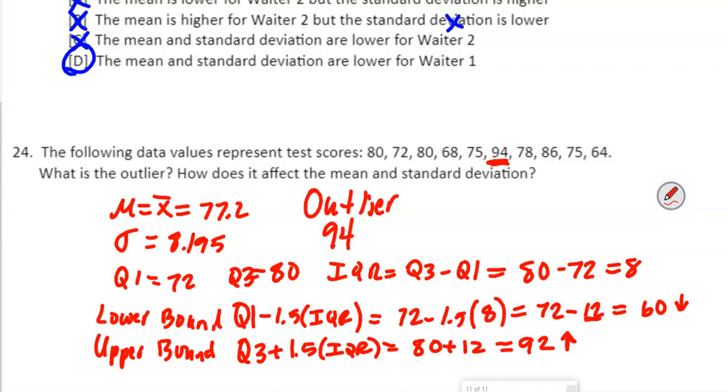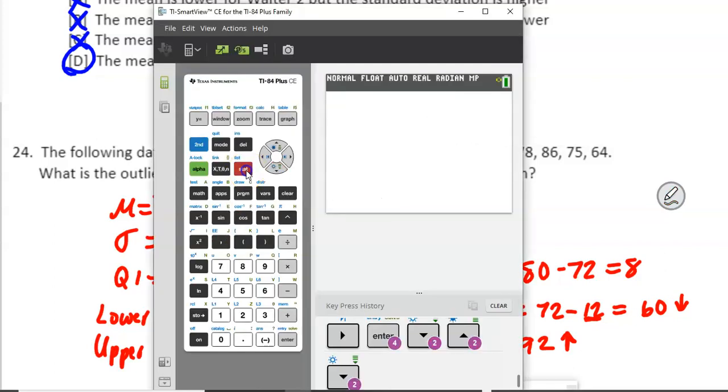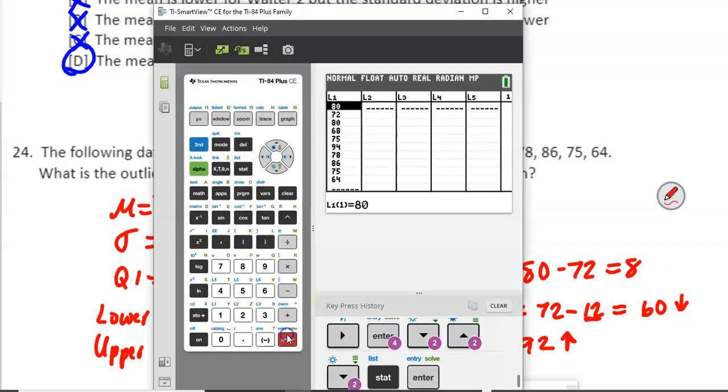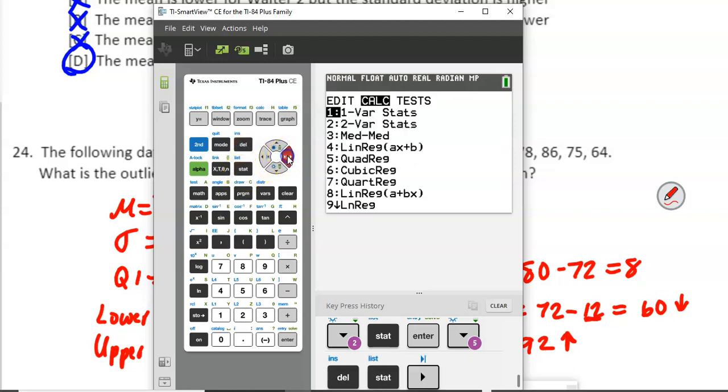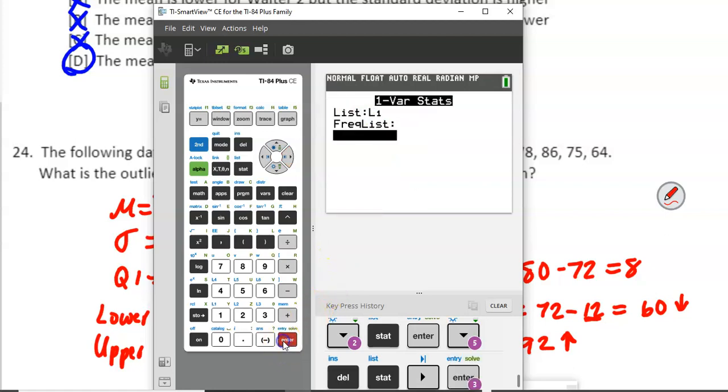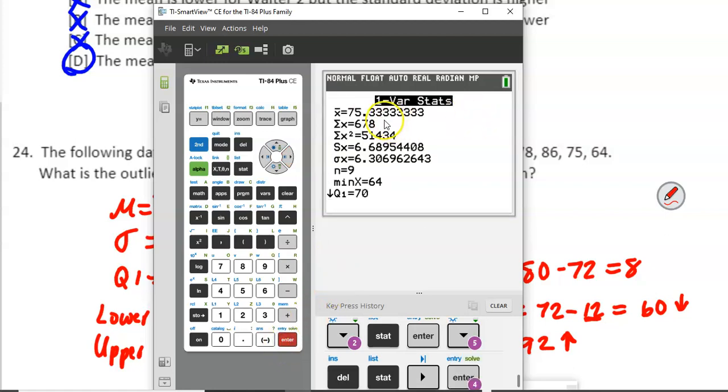Now, to figure out how it affects the mean and standard deviation, we've got to take it out. So let's go back and take it out of our data. So we're going to click on Stat here again. We're going to go to our list, and we're just going to scroll down to where that 94 is. We're going to click Delete, and then we're going to go to Stat again and over to Calc again and compute our one variable stats here, number 1. Click, click, click. And notice now we have a new mean and a new standard deviation. So that's what we're going to write down. 75.33 and 6.31.